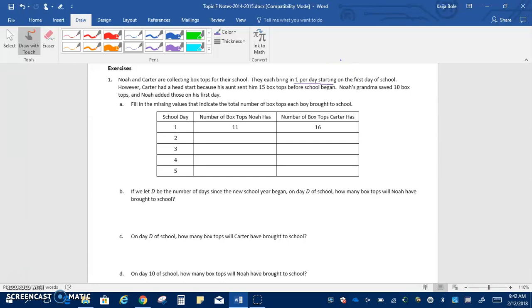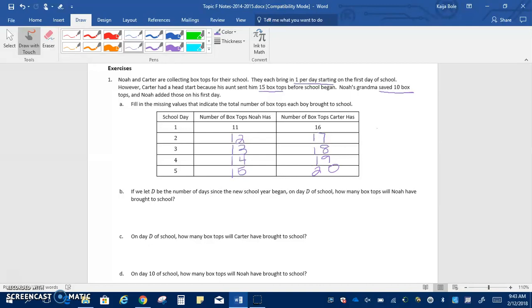However, Carter had a head start because his aunt sent him 15 box tops before school began. Noah's grandma saved 10 box tops, and Noah added those on the first day. So, on the first day of school, we know that this does say Noah here and Carter. So Noah had 10, but then they add one every day, so that's how they have 11. And Carter has 16. So now if they add one every day, that means this would be 12, going down 13, 14, 15, and then here this would be 17, 18, 19, 20.